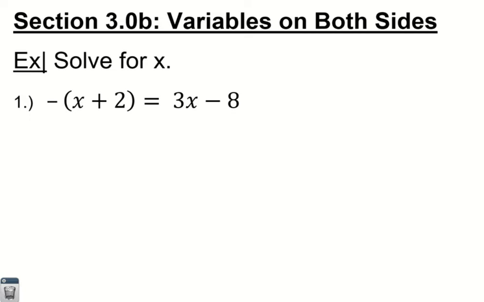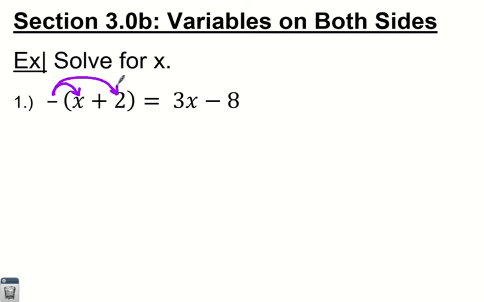3.0b, we're also about having variables on both sides, but now we're going to maybe have some extra steps to do at the beginning, even before we look to get the variable only on one side. Like in example 1 here, looks like we have some parentheses to clear on the left side. So before we do anything else, we clear the parentheses via the distributive property.